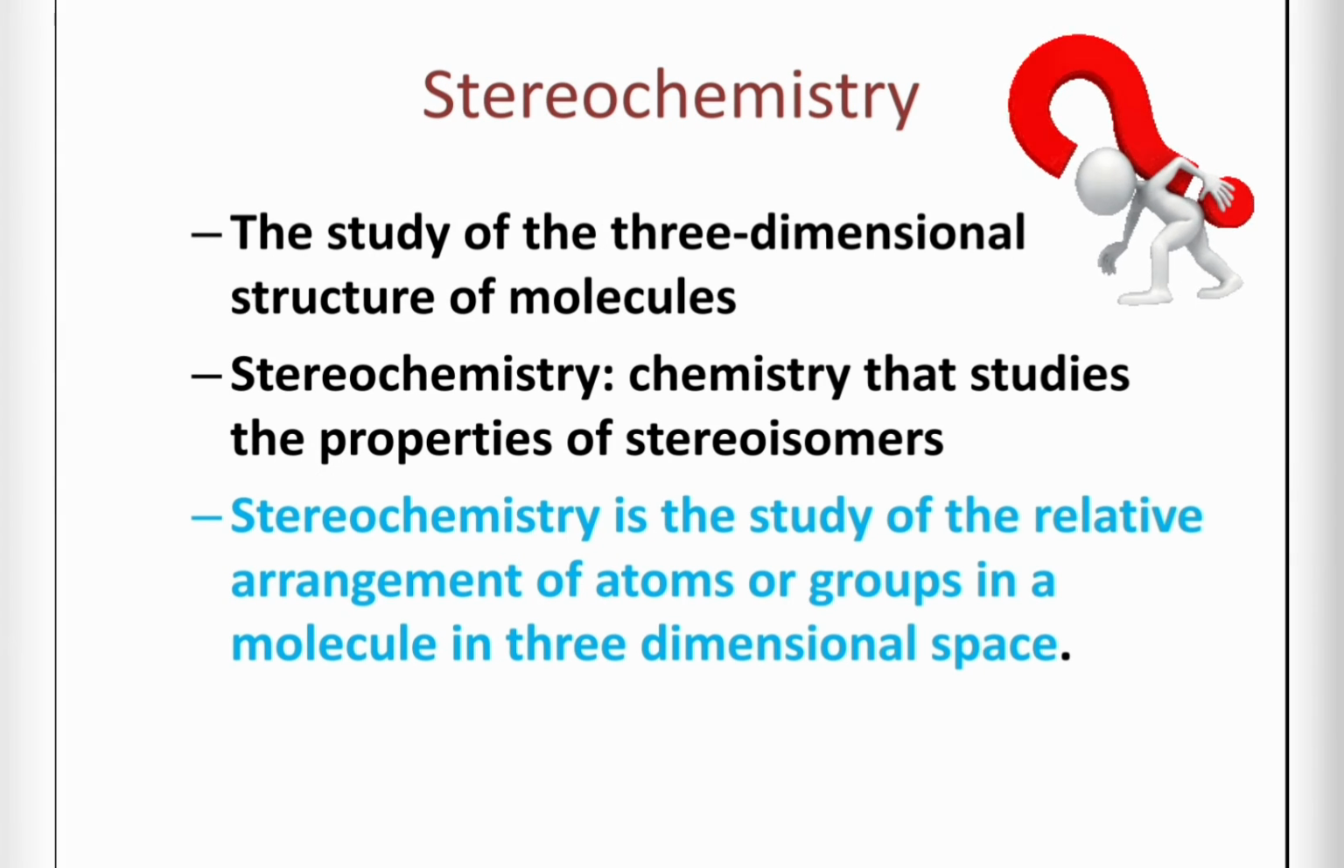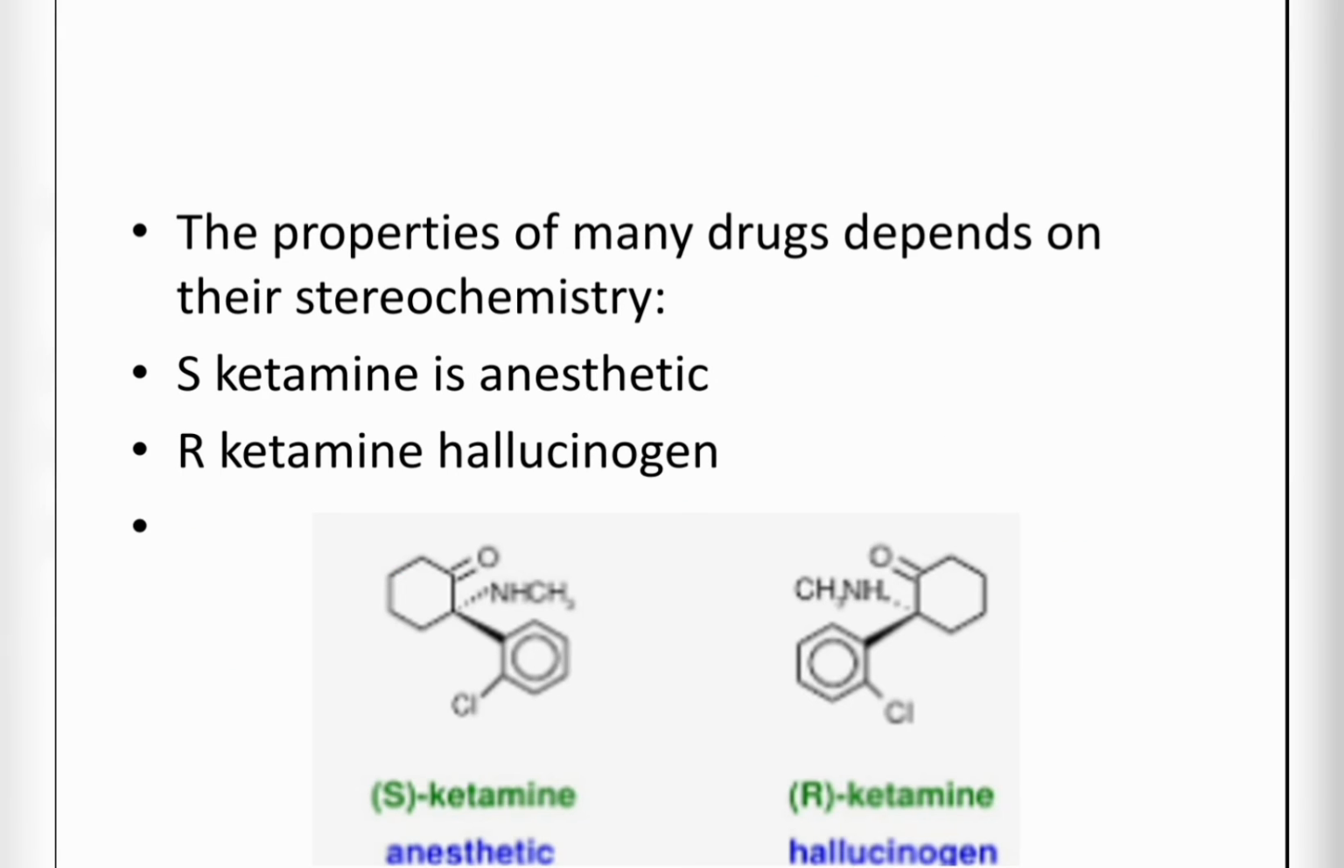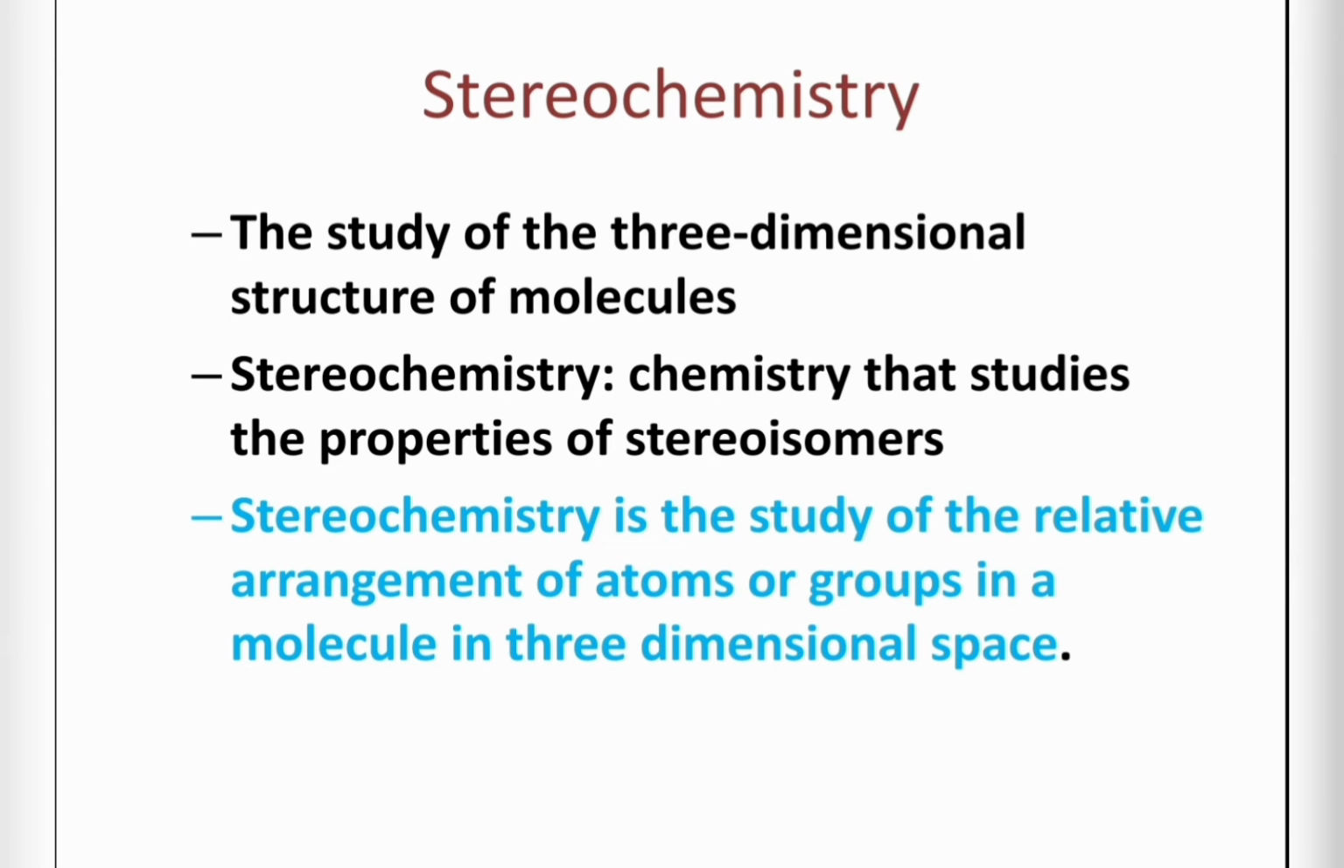So now, what is stereochemistry? Stereochemistry, we can say, is a study of the three-dimensional structure of molecules. It is a chemistry that studies the properties of isomers. It is a study of the relative arrangement of atoms or groups in a molecule in three-dimensional space. The properties of many drugs depend upon their stereochemistry. For example, ketamine is a drug. It has two isomers, the R isomer and the S isomer. The R isomer is a hallucinogen, whereas S-ketamine is an anesthetic. Thus, to summarize, stereochemistry is a study of the three-dimensional structure of molecules.